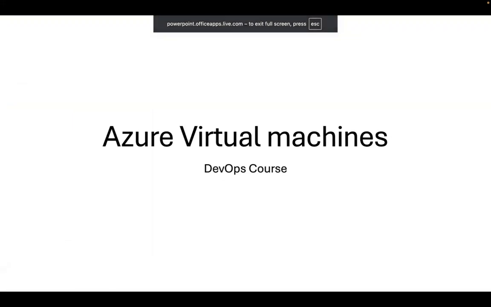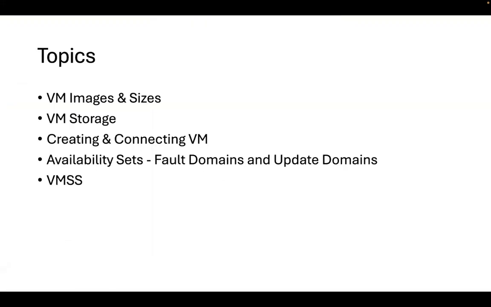Azure virtual machines. As part of this topic, I will be covering what are virtual machine images and sizes, VM storage, creating and connecting to VM, availability set, fault domain, and update domain, VMSS, virtual machine scale set. The important one here is that you should be able to understand what are availability set, fault domains, and update domain. And I think creating and connecting VM we have already seen before, but still I will try to cover that at a very high level.